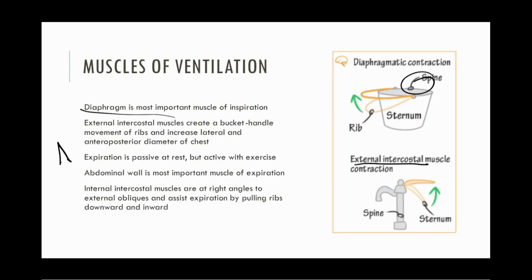This is very important. Expiration is passive at rest. Right now, because of the recoil of your chest wall, as you're breathing out, the ribs want to collapse back in. They want to go back to their normal shape. It's just your natural response of your chest wall, the ribs, to go back to its normal shape. That's why expiration is passive at rest. You don't have to think about it.